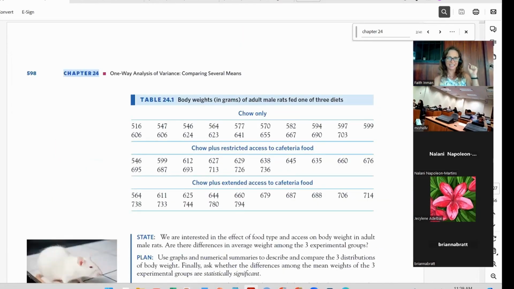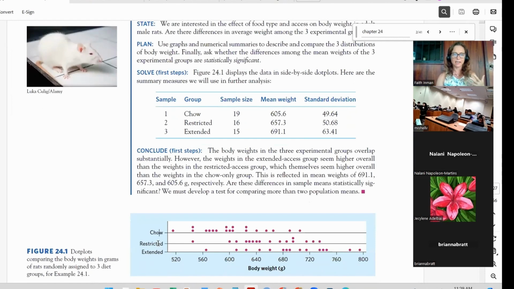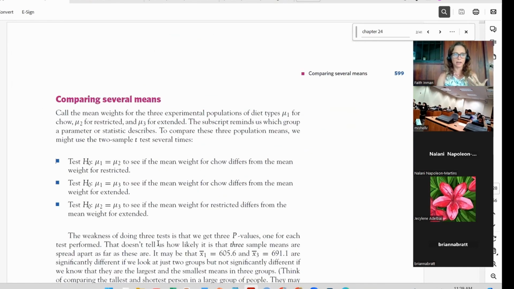Remember, this is exactly the example that I talked about in the lecture, the chow versus restricted access to cafeteria food and extended access to cafeteria food. So we talked about this whole example in class, and we use this as our way of understanding comparing means. Here we have the null and the alternative hypotheses for the different tests, right?